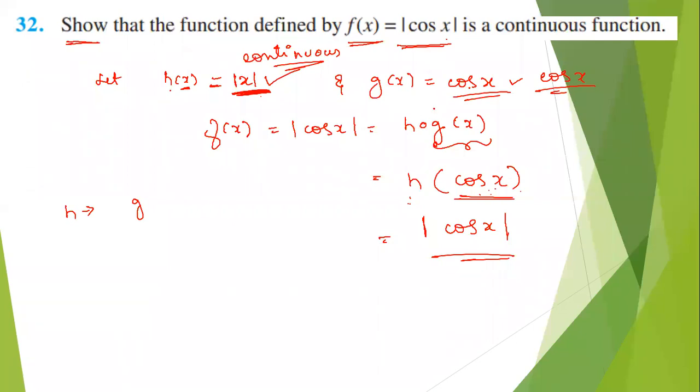Correct? Yes. So let's move on to the next one. Have you done this? f of x is equal to cos x square. Did I solve this problem?